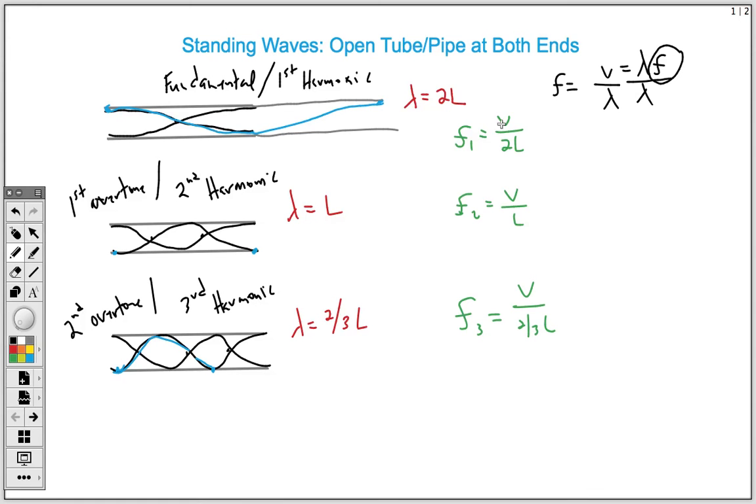And then you would use these equations, obviously, to calculate the frequency of the first harmonic, or the second harmonic, or the third harmonic, or whatever the problem is asking you to do. So hopefully this lesson has helped you to understand the differences between the different harmonics of the standing waves in a tube or pipe that is open at both ends. Hopefully it's helped you to draw those waves, and hopefully it has helped you to understand where these equations come from.